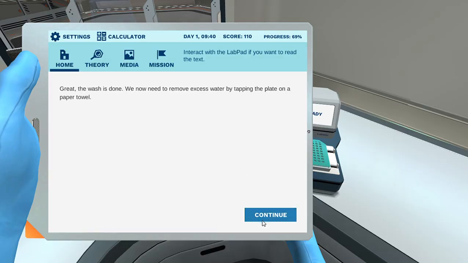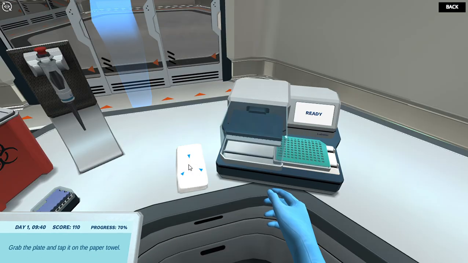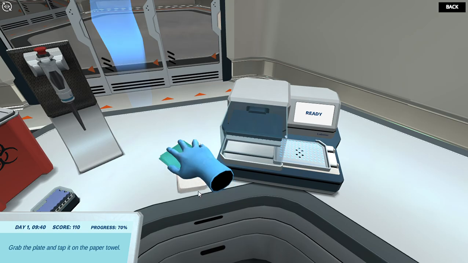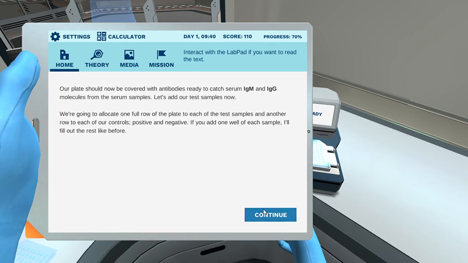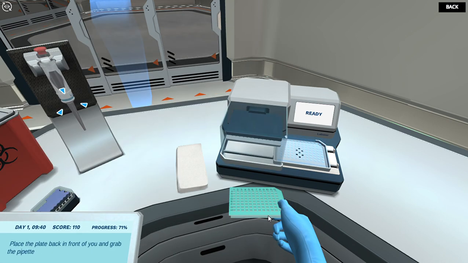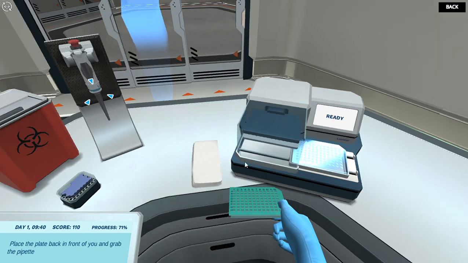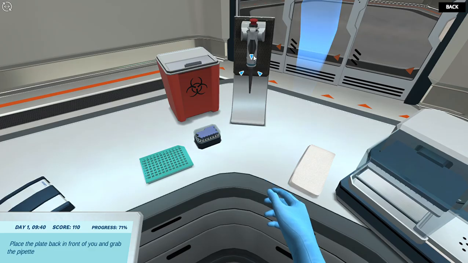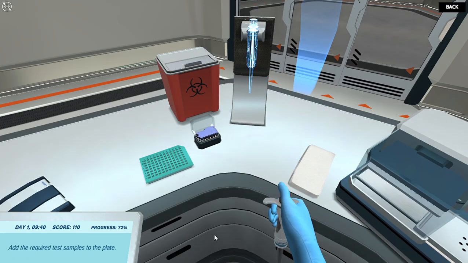We now need to remove excess. Grab the plate and tap it on the paper towel. Our plate should now be covered with antibodies. Our control samples are very important, so place the plate back in front of you and grab the pipette. Add the required test samples to the plate.